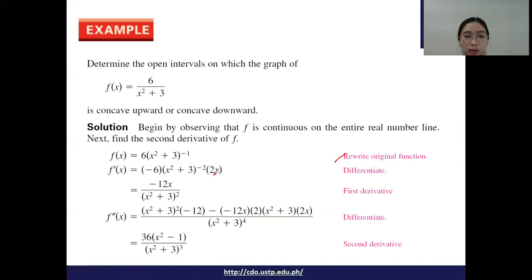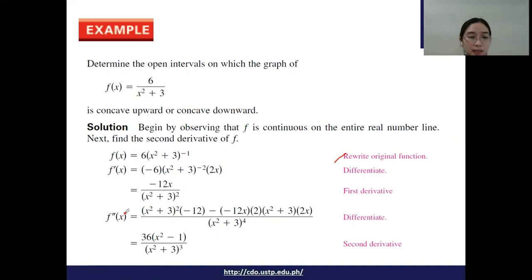Now we do the simplification and rewrite it. Negative 6 times 2x is negative 12x, and the denominator is the quantity x squared plus 3, squared. Now we perform the quotient rule. We follow the rule: low d high minus high d low, over low squared.